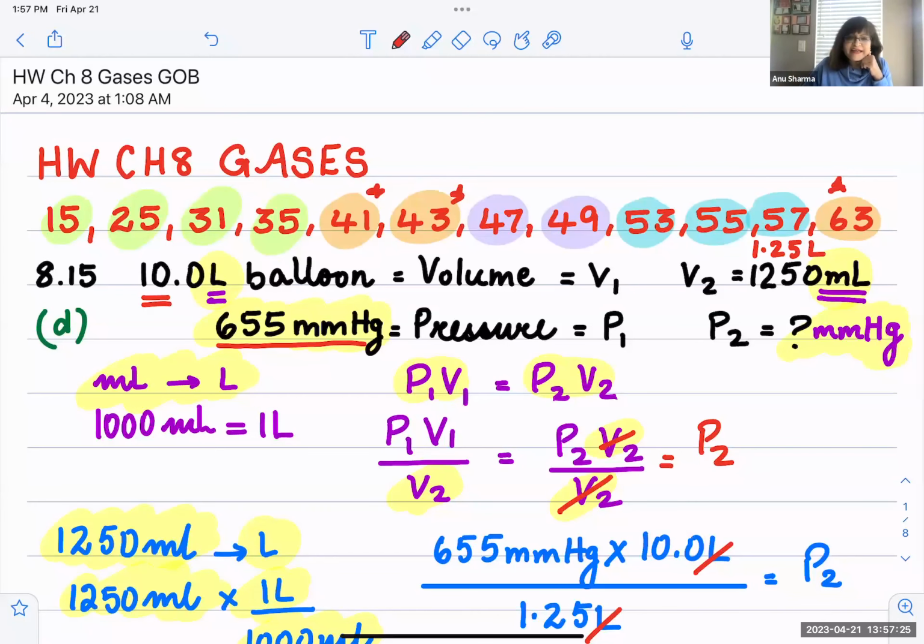Hi, guys. Okay, so let's look at the problems on Avogadro's law and Dalton's law in this video. We're looking at problem number 41, 43, and 63. So let's look at this.